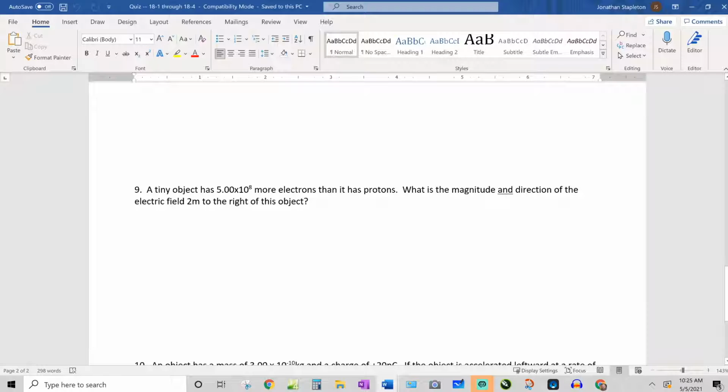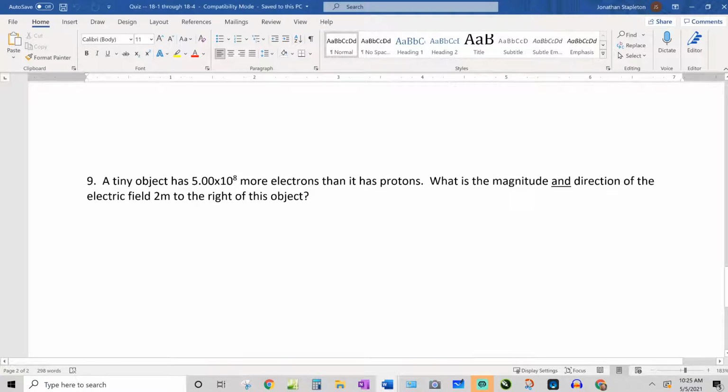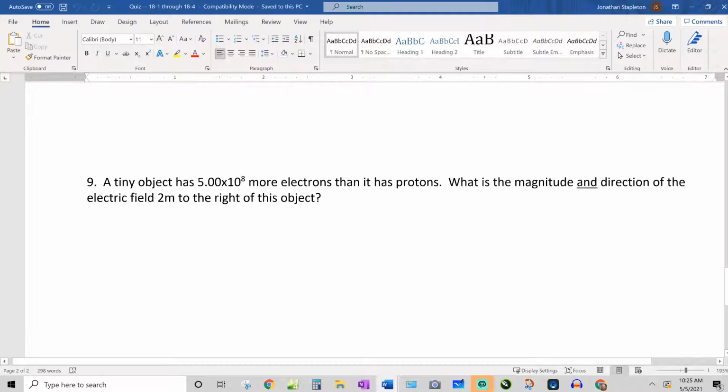So see if you can think of how to do that one, and I'll work that one out on my paper while you're thinking about that. I'll zoom in a little bit better so if it's small, hopefully you can read it.